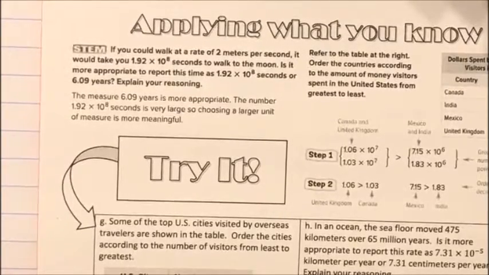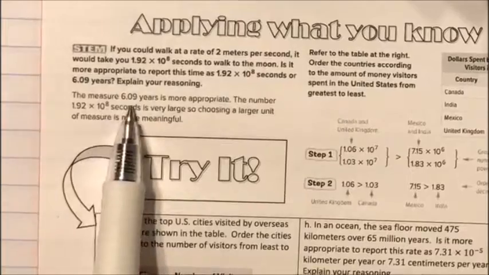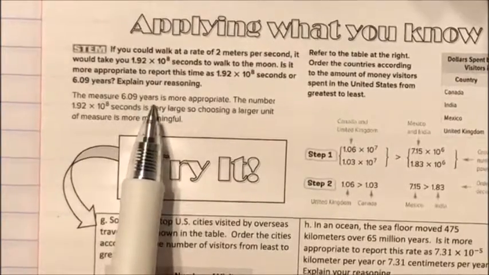All right, so it says, if you could walk at a rate of 2 meters per second, it would take you 1.92 times 10 to the 8th seconds to walk to the moon. Is it more appropriate to report this time as 1.92 times 10 to the 8th seconds or 6.09 years? Explain your reasoning. So it probably makes more sense to measure it in years.